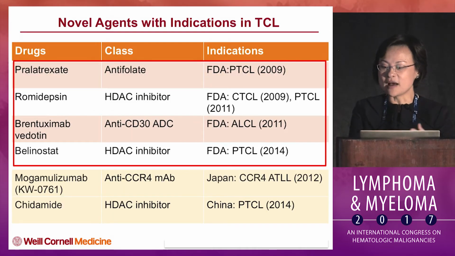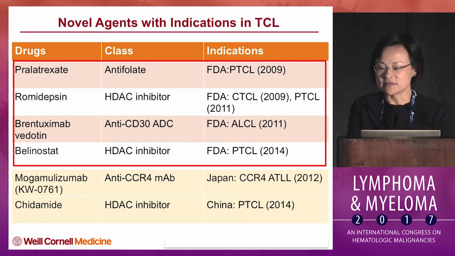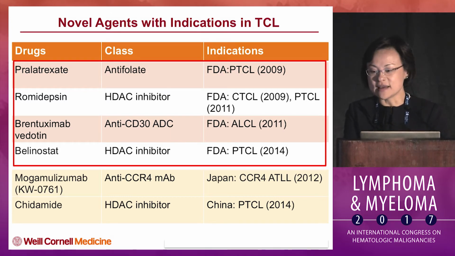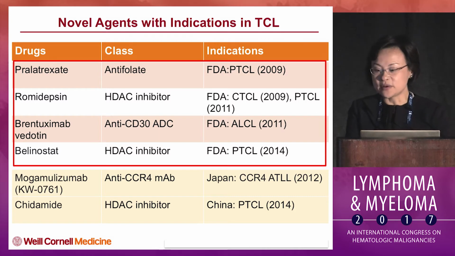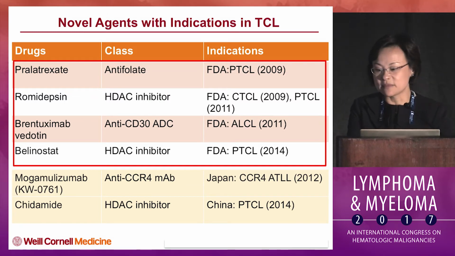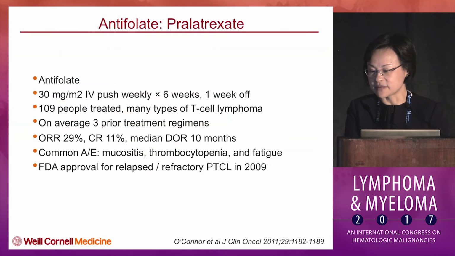settings. And so we're coming to a more exciting chapter in talking about frontline therapy in T-cell lymphoma. There are 4 agents that are FDA approved for relapsed PTCL that are being actively investigated for introduction into the frontline setting. The first is the anti-folate, pralatrexate. The second is the HDAC inhibitors, earlier with romidepsin and more recently with belinostat. The third agent is an antibody-drug conjugate, brentuximab vedotin, anti-CD30. There are other agents that are approved ex-US, which are listed here as well.